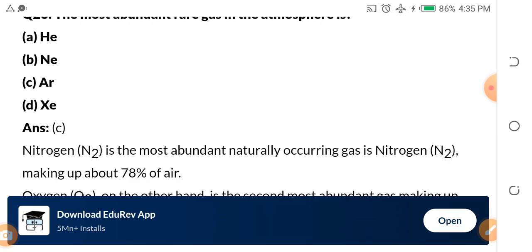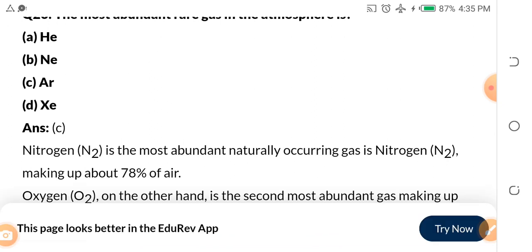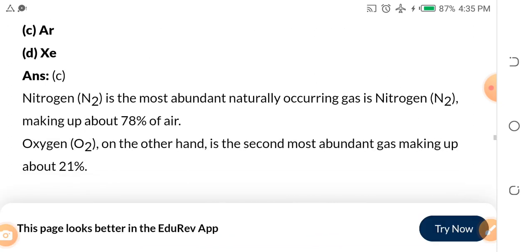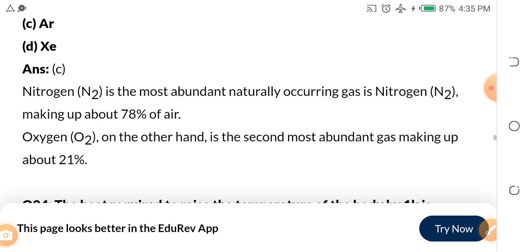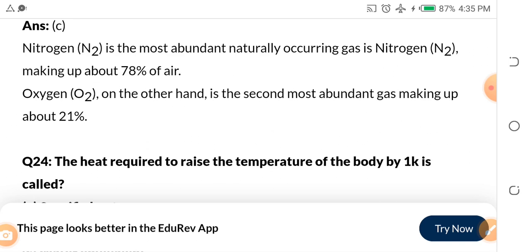Nitrogen is the most abundant naturally occurring gas in the atmosphere, making up about 78% of air. Oxygen, on the other hand, is the second most abundant gas, making up about 21%.